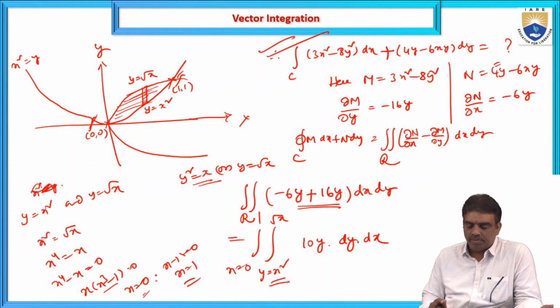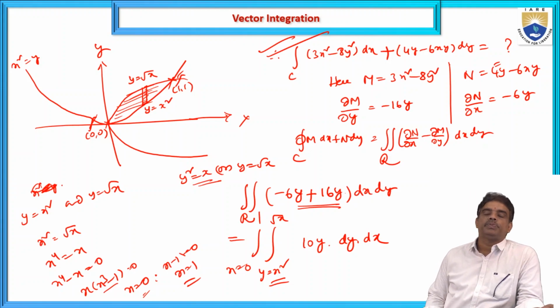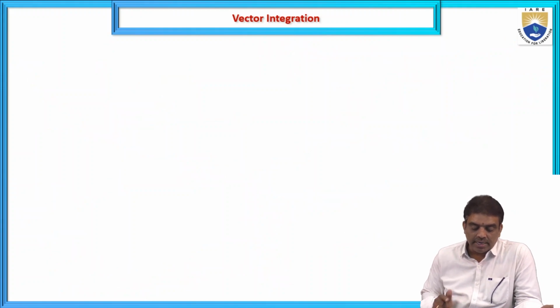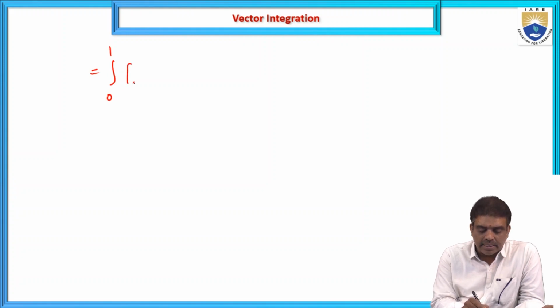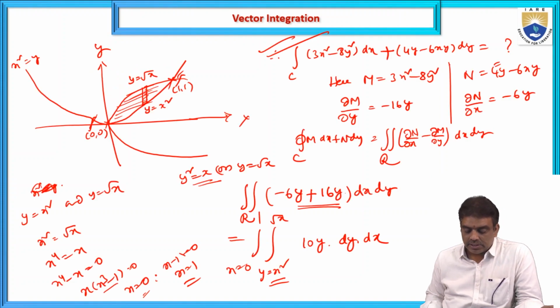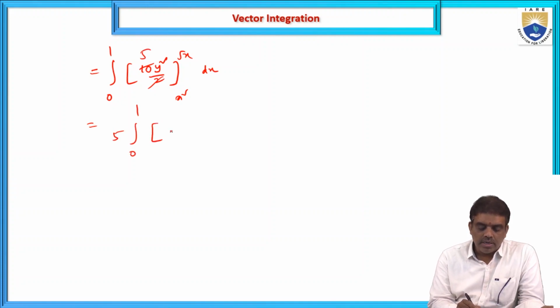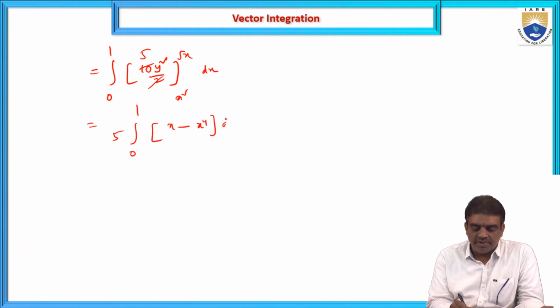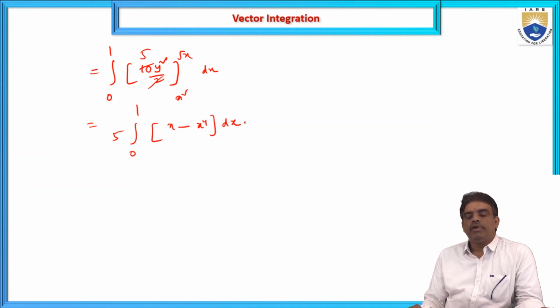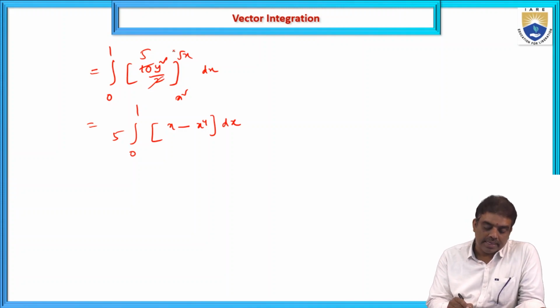Because the y limit is a variable limit, we have to integrate with respect to y first. So integrating, we get the integral from 0 to 1 of 10 y square by 2, with limits x square to root x, dx. That is 10 by 2, which is 5, constant, from 0 to 1, upper limit root x whole square, which is x, minus x square whole square, which is x power 4, dx.